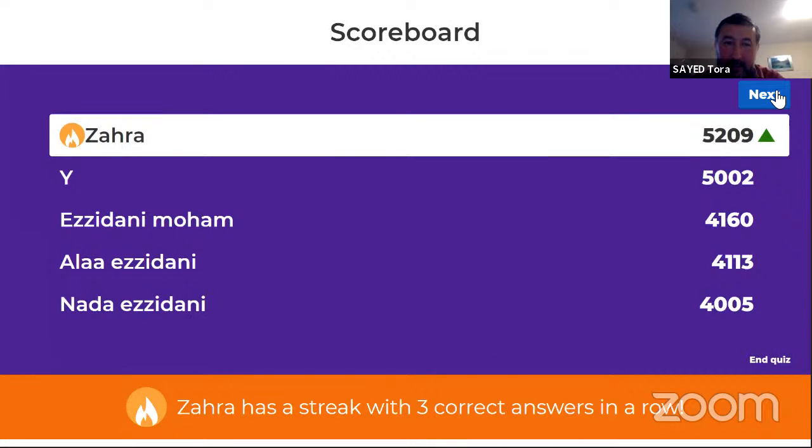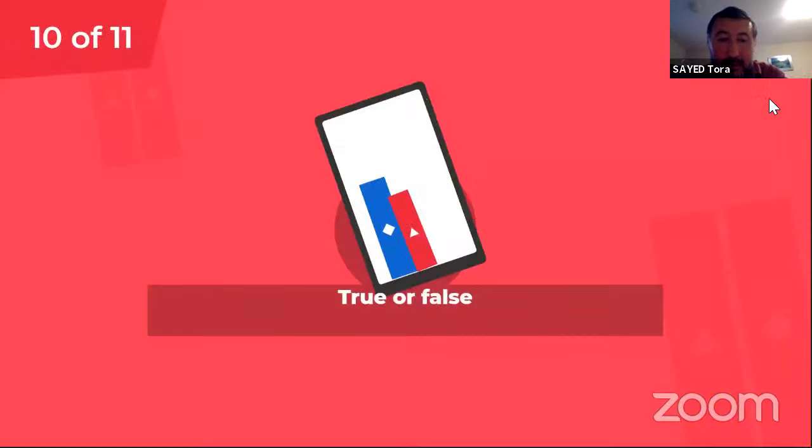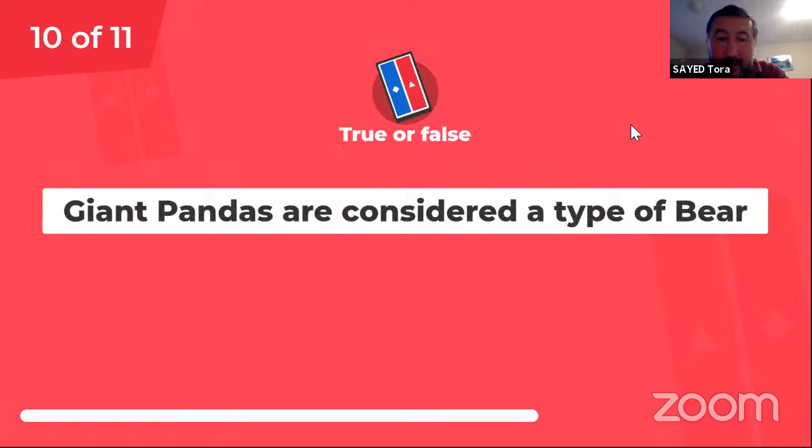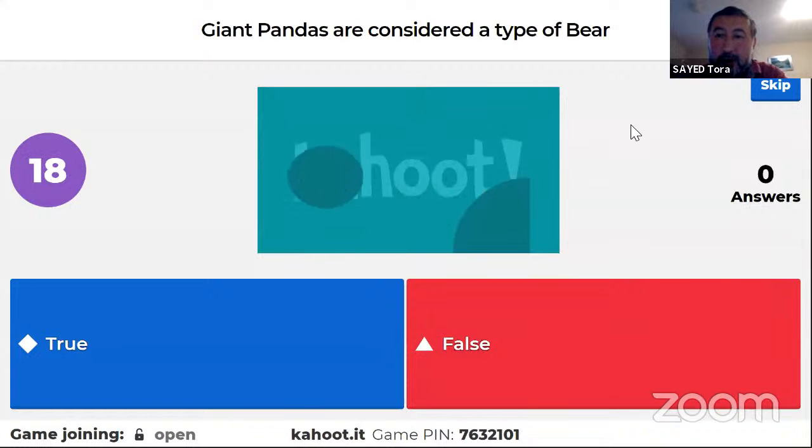Zahra moved to the top now, and Y dropped to the second place. Third, fourth, and fifth is still the same. Zahra has the highest streak, a streak of three correct answers. Okay, next question. True or false? Giant pandas are considered a type of bear.